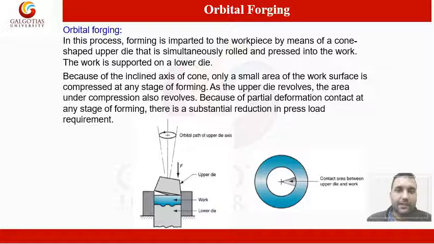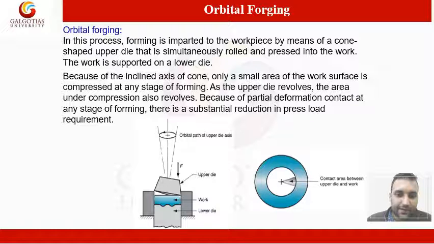Next is orbital forging. In this process, the forming is imparted to the workpiece by means of a cone-shaped upper die that is simultaneously rolled and pressed into the work. The work is supported on the lower die. Because of the inclined axis of the cone, only a small area of the workpiece is compressed at any stage of forming. As the upper die revolves, the area under compression revolves. Because of partial deformation contact at any stage of forming, there is a substantial reduction in press load requirement. So this is orbital forging.